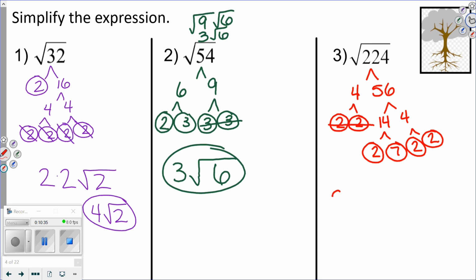Ooh, good. So I have a pair of 2s, another pair of 2s. Where do I put leftovers? In the fridge. So 2 and 7 will become 14. And then the two 2s up front, that's 4. Radical 14.